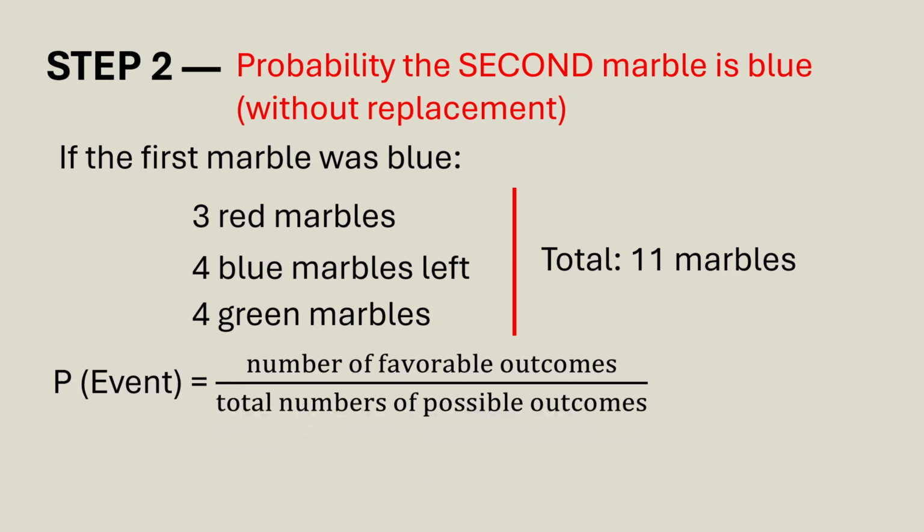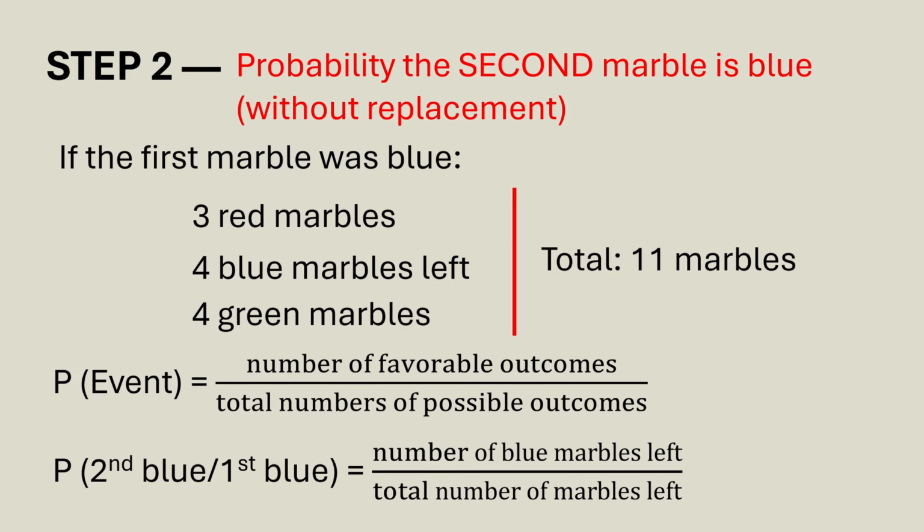Again, the number of favorable outcomes is the number of blue marbles, which is now 4. The total number of possible outcomes is 11, because any of the 11 marbles could be drawn. The total number of marbles changes because we are not replacing the first marble. So the probability that the second marble is also blue is number of blue marbles left divided by total number of marbles left, which is equal to 4 divided by 11.